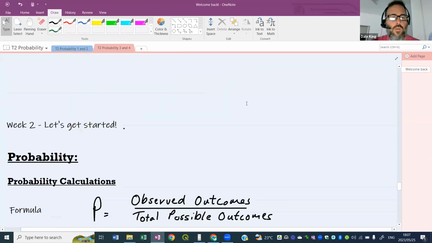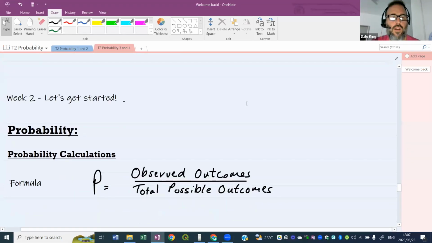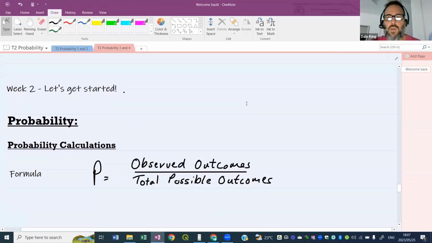Let's get on with it. We've been talking about probability the last 2 weeks now. And finally, we get to the end where we can actually do some real meaty questions, okay?